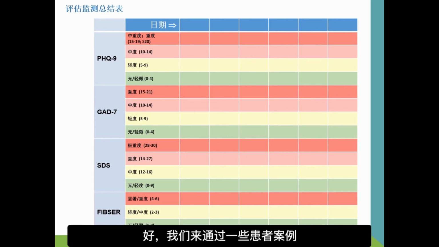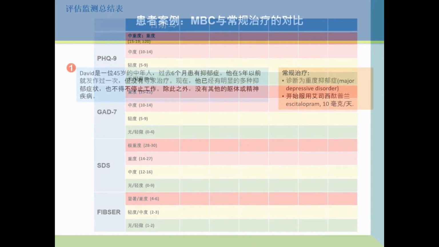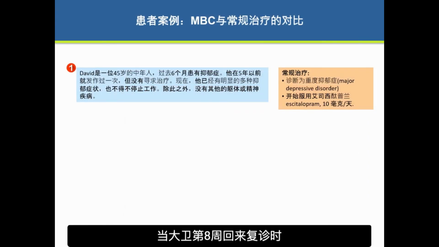So let's go over some patient scenarios and illustrate how we used these measurements to support clinical decision making in treating patients with depression. So when David returns to follow-up at 8 weeks, he's been taking his escitalopram and he says, "Thank you, doctor, I'm feeling much better." And so because of that, if you were using usual care, you would keep him at the 10 milligram dose. But if you're using measurement-based care, your decision may be different.